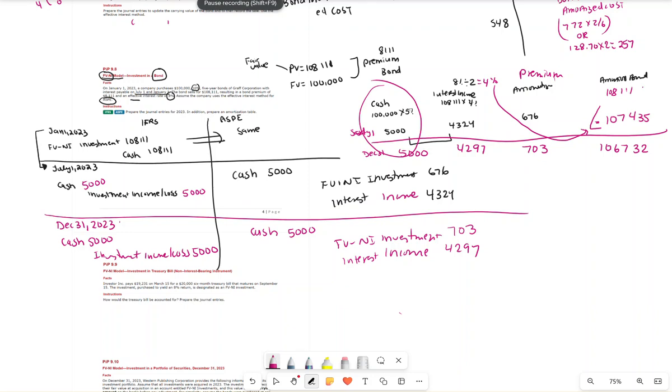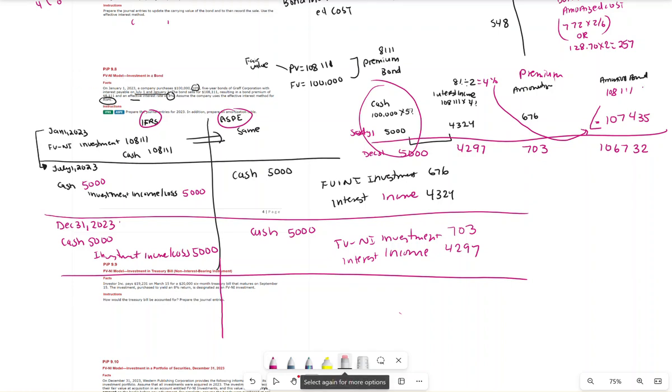We have to do an extra entry under both methods, under both ASPE and IFRS, if it's a fair value model. What we need to know is the value of your investment at the, where was I? Did I not put it in? I think when I snip tooled it, I missed it. So what we needed to do is, what is the value of your investment on December 31st 2023?